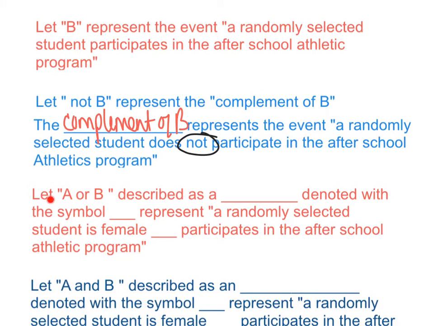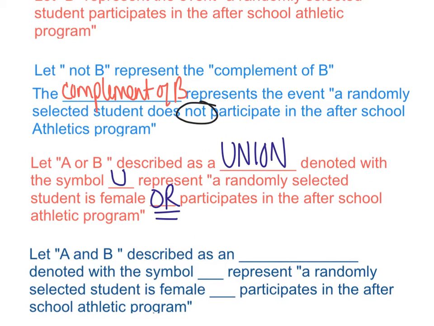Let A or B be described as a union, denoted with the symbol U. Pretty straightforward, union, when U represents a randomly selected student is female or participates in the after-school athletic program. So the big thing we have to get out of this, when you see the word or, we need to consider it as a union. Just put another note there. A lot of times they're going to say A union B. So in your head, you have to say A or B.